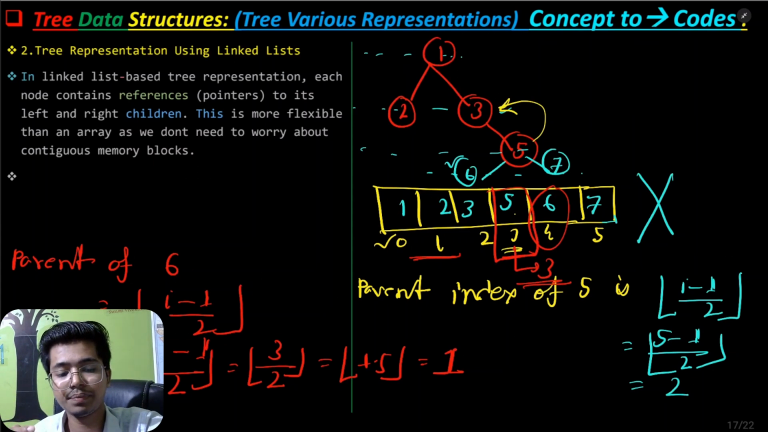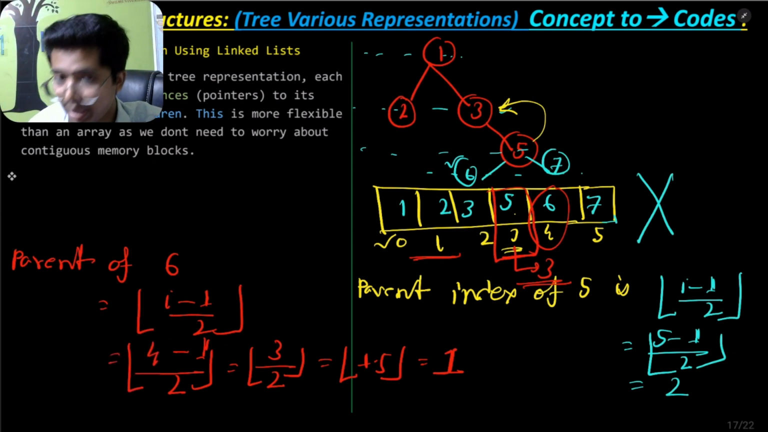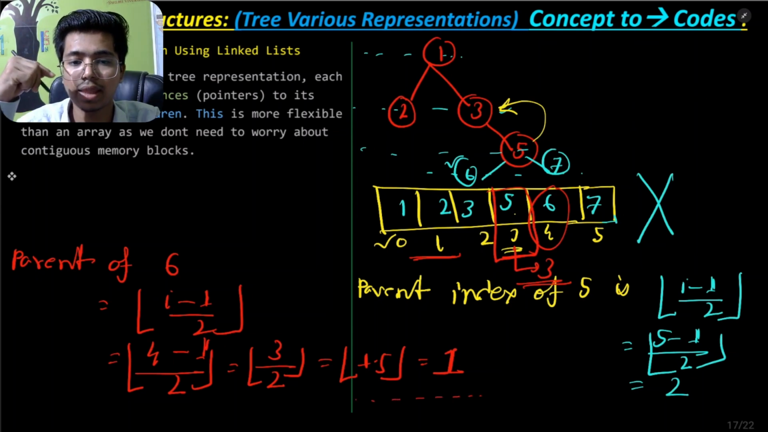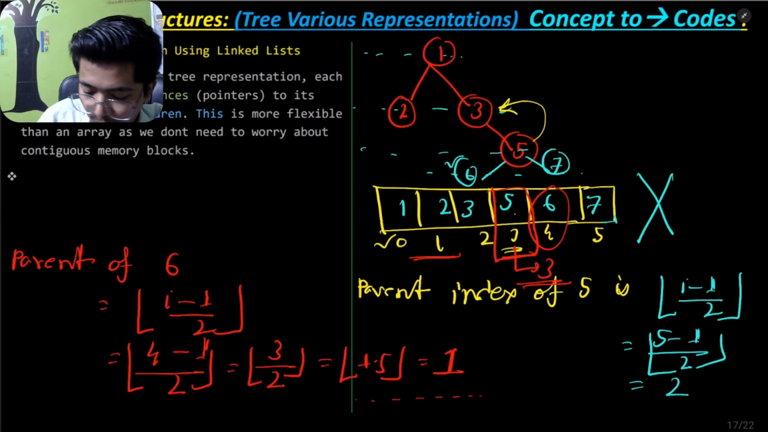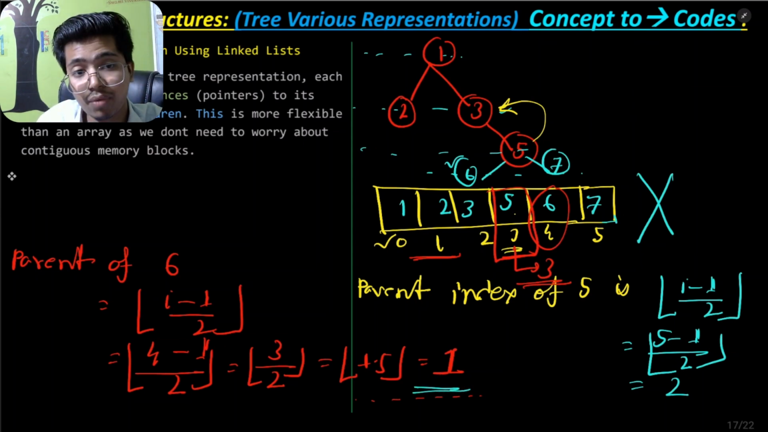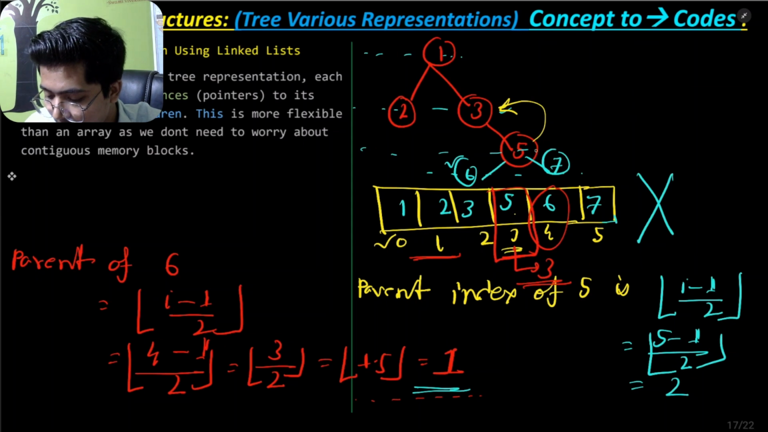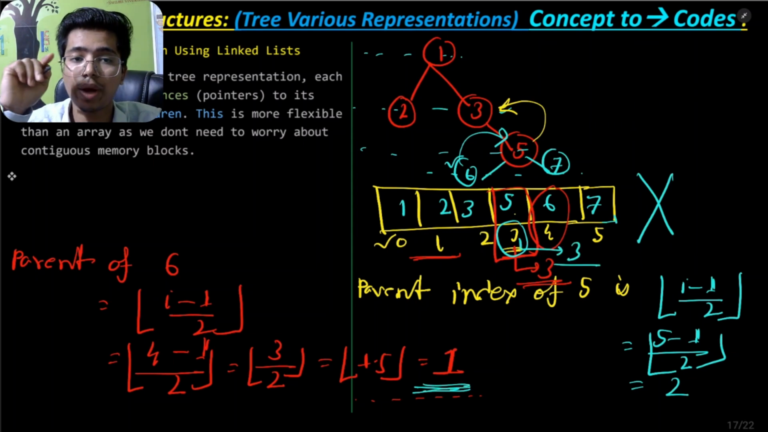So this is where our formula fails, and we have to find the reason why it fails. We got the value 1 as per the formula we provided, but the parent of 6, which is 5, is stored at index 3. Our formula tells us it should be at position 1. The problem is that this is not a complete binary tree.